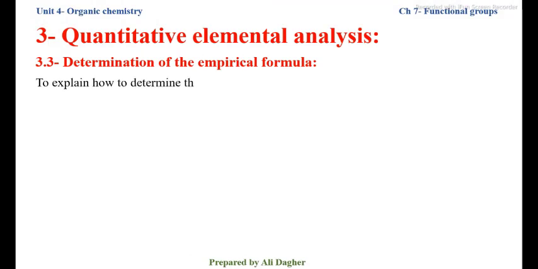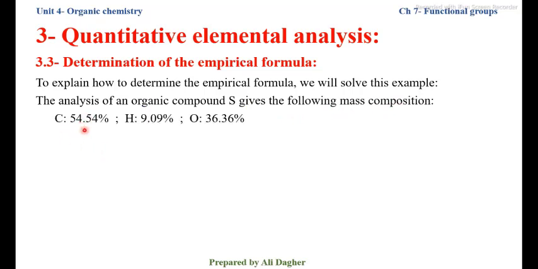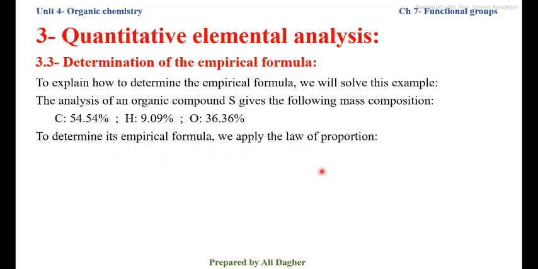Now, to explain how to determine the empirical formula of an organic compound, we will solve this example. The analysis of an organic compound S gives the following mass composition: carbon 54.54%, hydrogen 9.09%, oxygen 36.36%. To determine its empirical formula, we apply the law of proportion by mass.